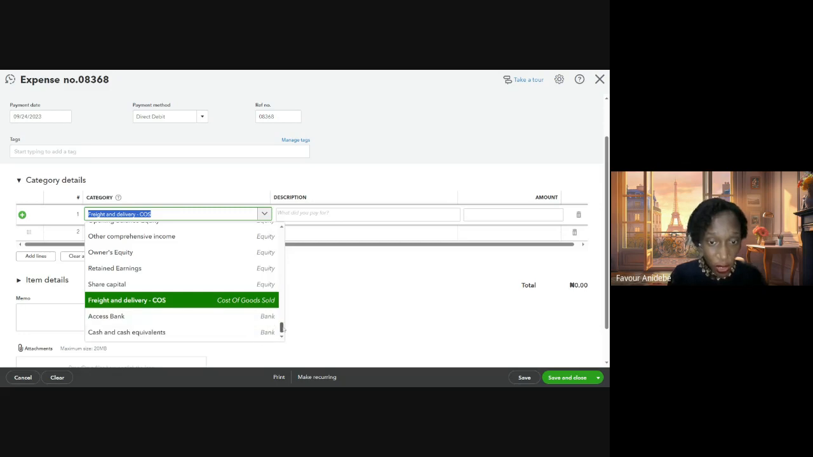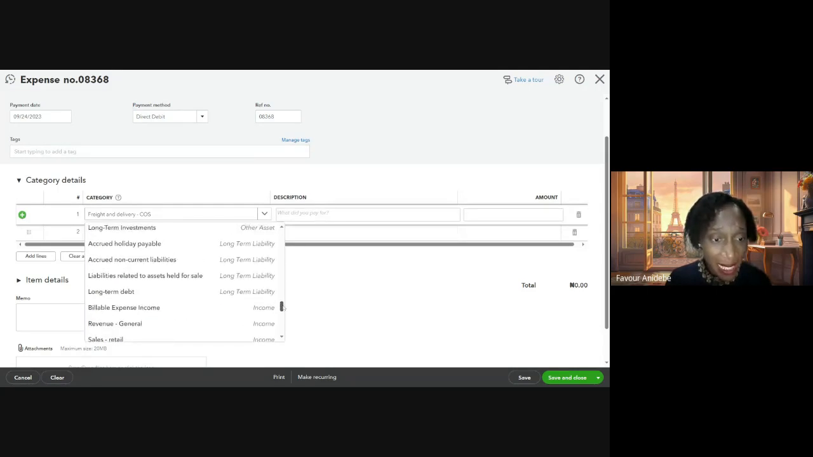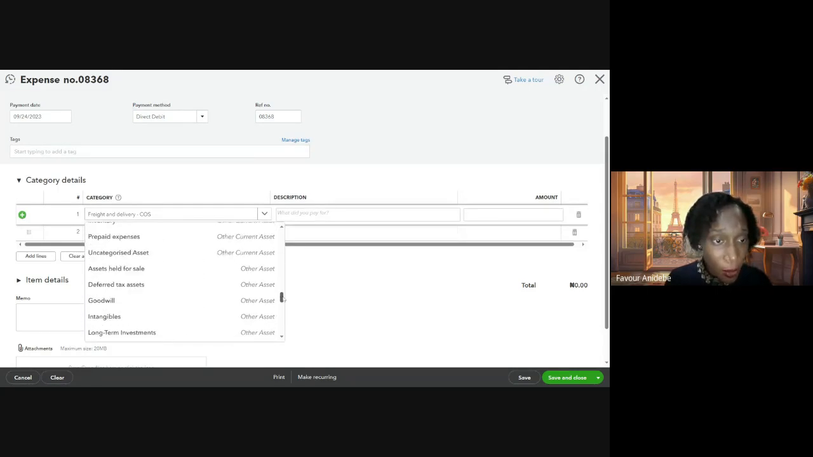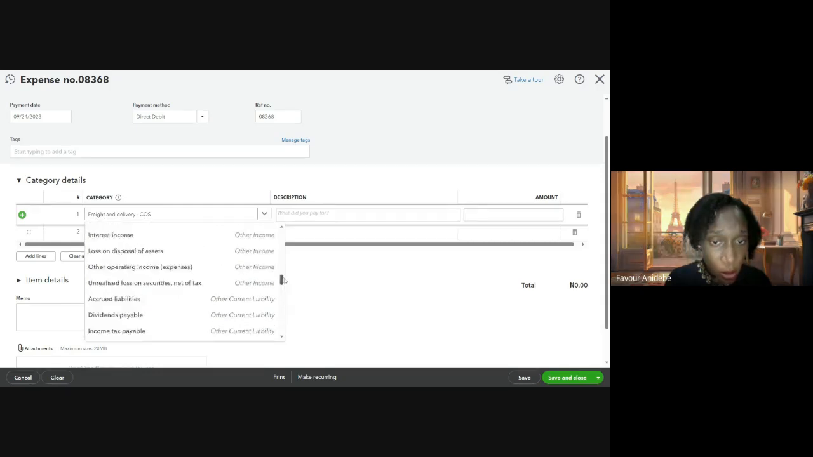So if you can see, now going through all these things. Okay, so let's categorize motor vehicle as property, plant and equipment. No, no, no, we can't categorize it as that. No, we need to look for the exact accounting class it falls under. Uncategorized assets? No, no, no.